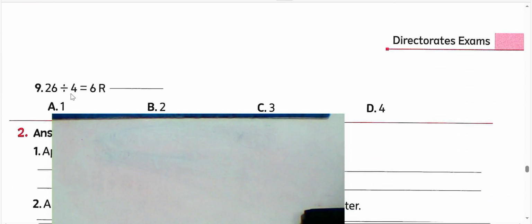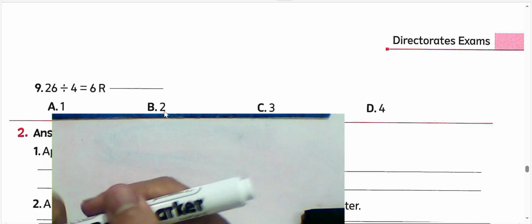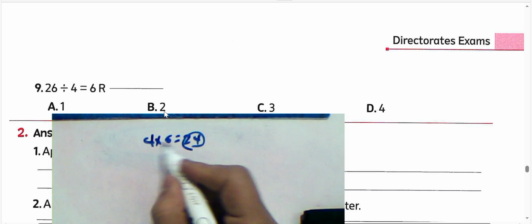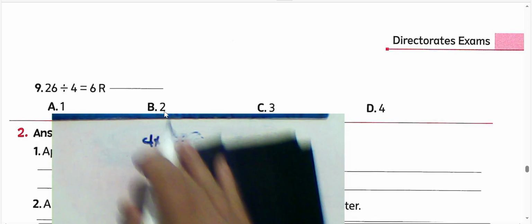Next question. 26 divided by 4 equals 6, and the remainder is what? We know 4 times 6 is 24, and the remainder is 2. The result will be 2. Okay. 4 times 6 equals 24. Count from 24 to 26, and the remainder will be 2.